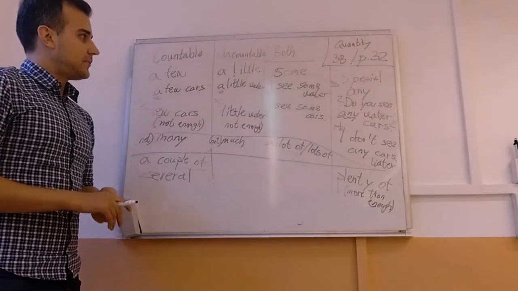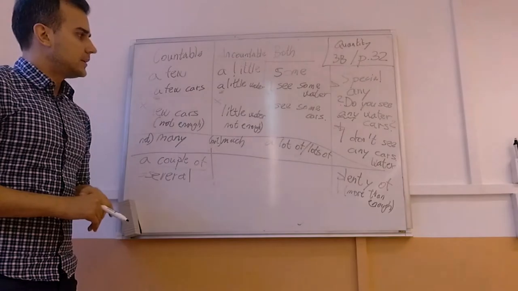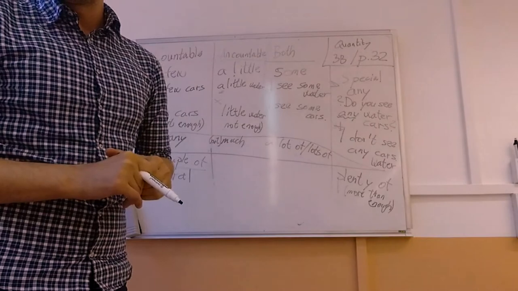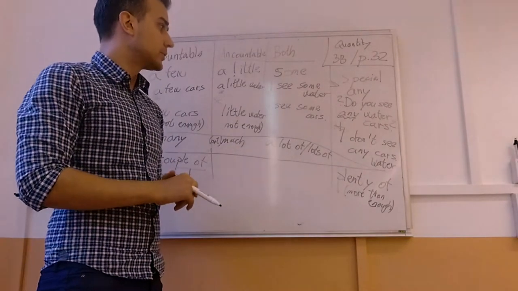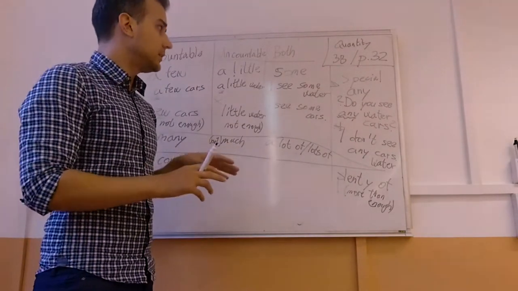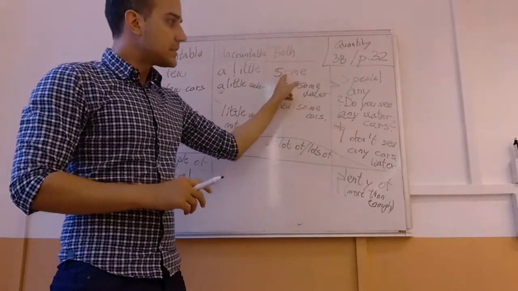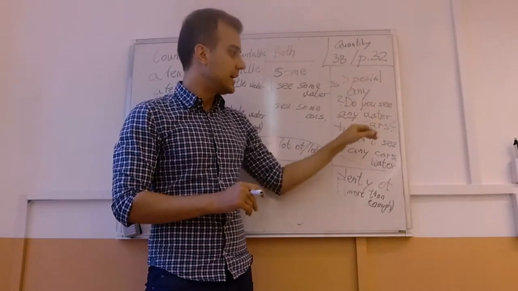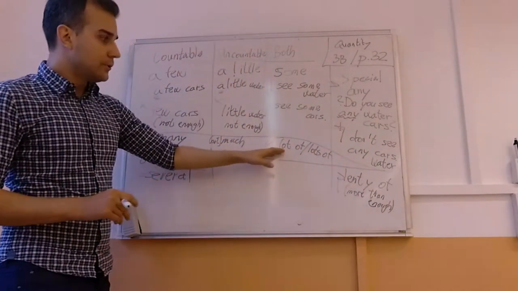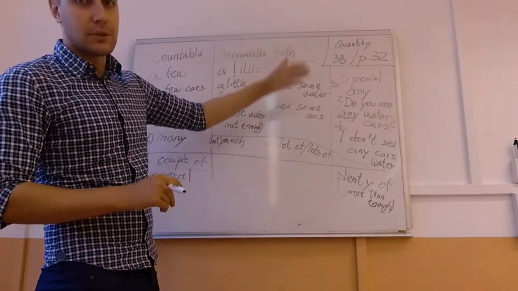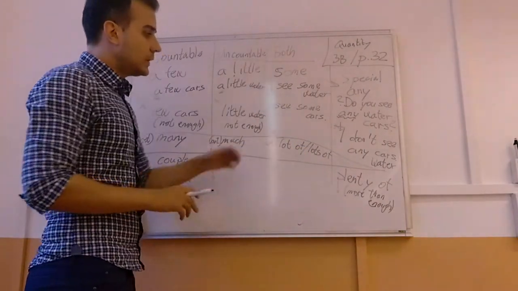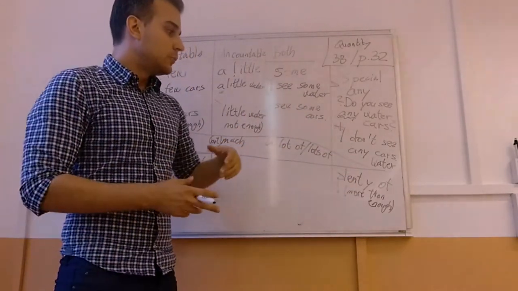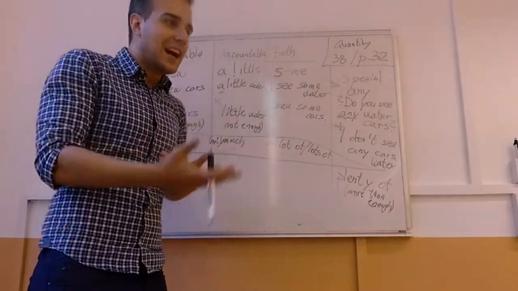Okay, fine. So I think this should be quite enough. Maybe there are more I can think of, but these are the most important for you, for sure. So let's summarize, okay? We have some, and some can become any, or let's say must become any in questions or in negative. Then we have a lot of, or lots of. This is for countable and uncountable. Then we have plenty of. Plenty of is countable or uncountable. And we are saying that there's a lot and there's enough of it.